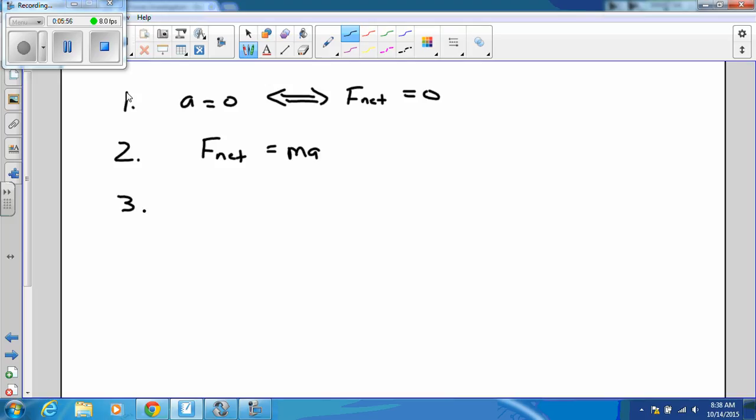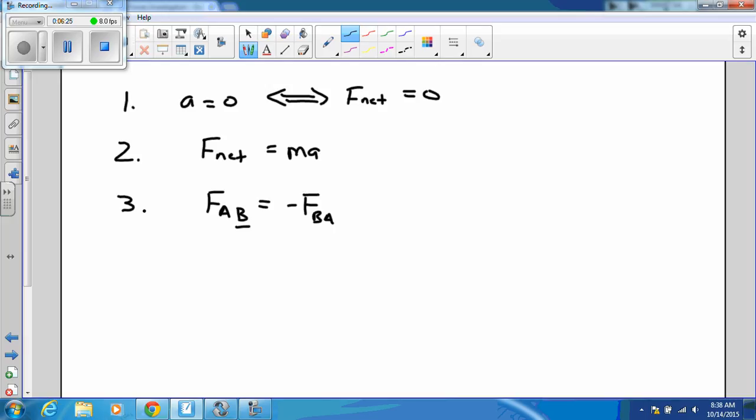And then finally, Newton's third law. F_AB is equal to negative F_BA. Yeah, exactly. For every action, there is an equal but opposite reaction. And the F_AB and the F_BA are always on different objects in your free body diagram. This one is on object B, this one is on object A.